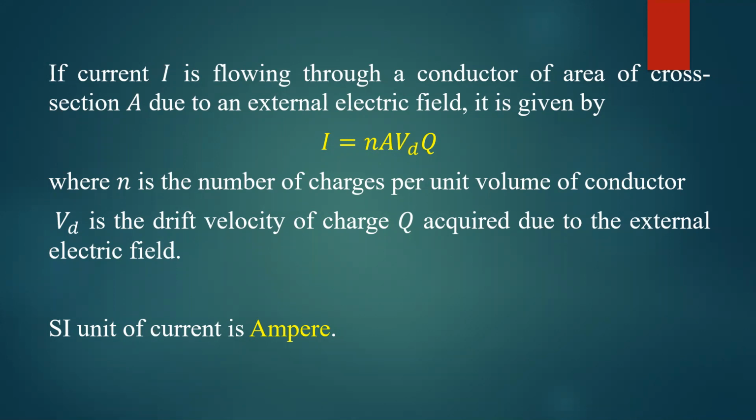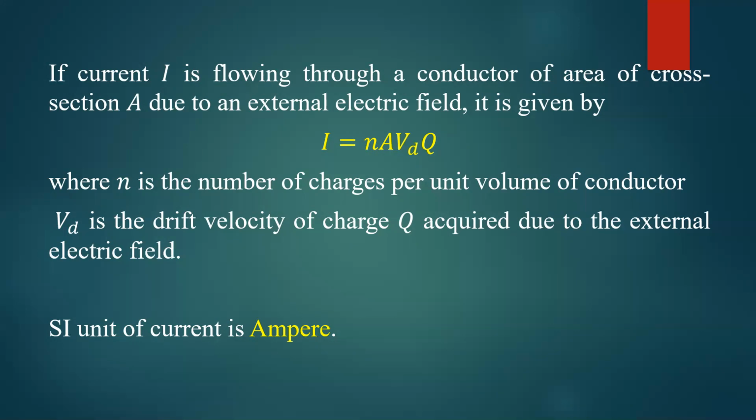nAVd into Q. What is n here? n is the number of charges per unit volume of the conductor. What are the charges here? Electrons are the charges. Number of charges per unit volume of the conductor is represented by small n. Vd is called the drift velocity of the charge Q. Okay. So Vd is the velocity of the electron. Charge Q, here it is an electron. Q can be replaced by the charge of the electron e.